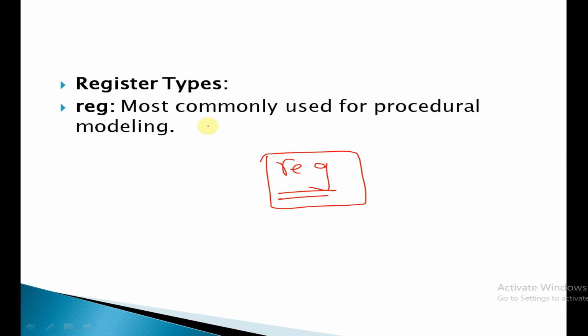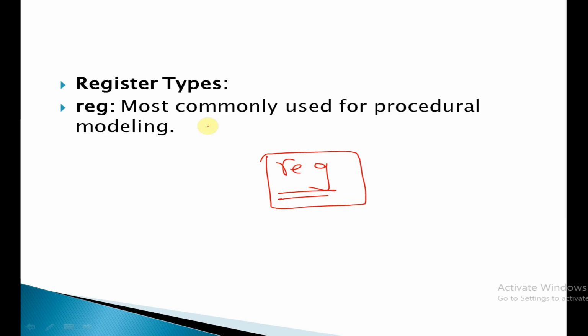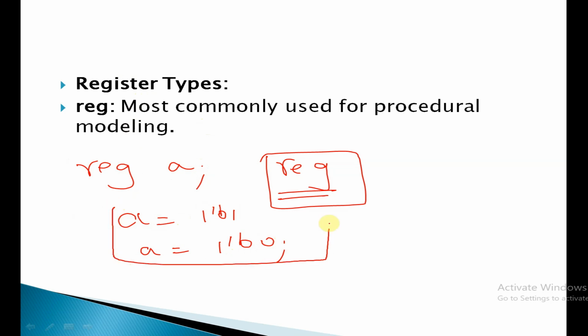If you declare any variable with this particular data type, reg, that variable will be of register data type. Let's say suppose you have declared reg a, and you can store any value: a is equal to 1'b1, or a will be equal to 1'b0. Okay. So this is how you can store the value.